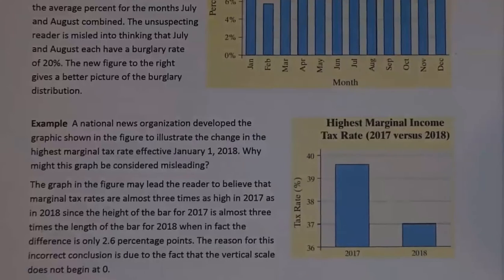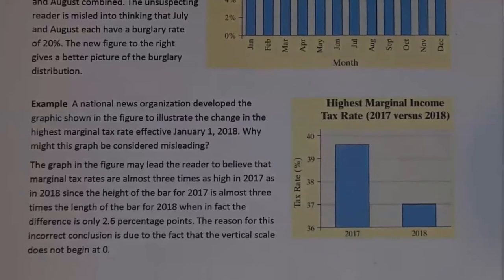If you look at the graph, you can obtain accurate information. The trouble is, if you just look at a glance and you don't pay particularly close attention. So it was 39.5%, let's say, and it dropped to 37%. So that's a 2.5% decrease. But if you just look at the size of the bars, this bar looks like maybe somewhere between a third and a fourth of the size of this bar. So it makes it look like the cut to the highest marginal income tax rate was much greater than it really is. So that can be misleading.